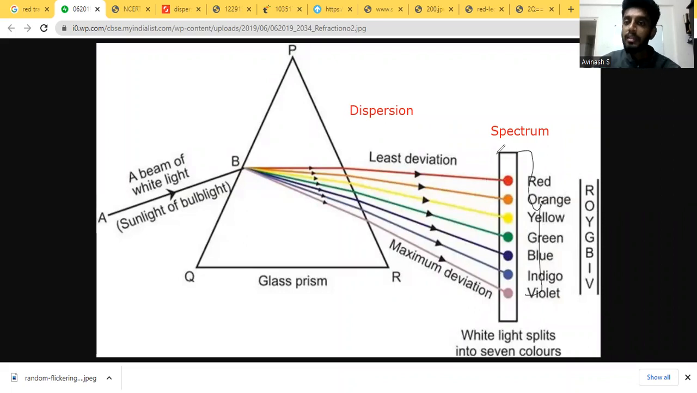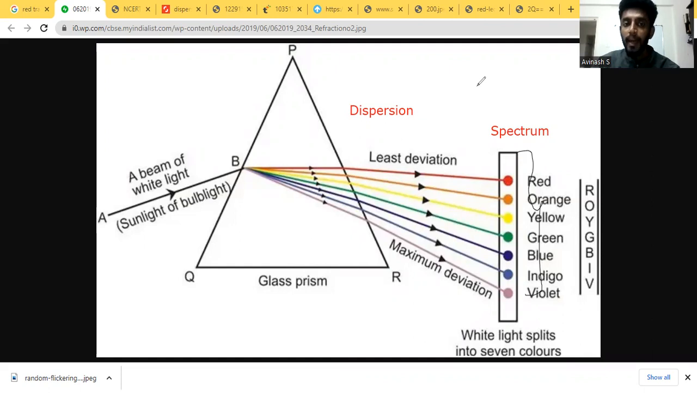Some of you would have seen this when we view a tube light through a glass ruler. When we just view the tube light, we can see some rainbow formation happening in that. So this is dispersion and this is spectrum.